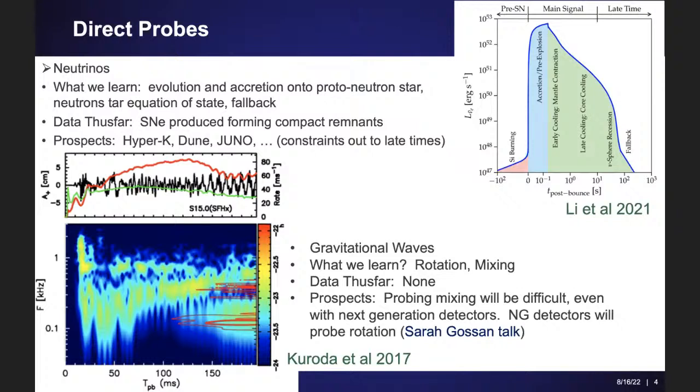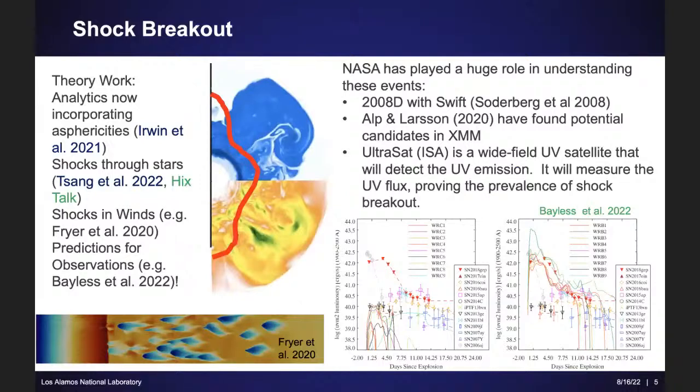Gravitational waves, I'm hoping Sarah's going to go into more detail on all the interesting science that we can do with gravitational waves. I think these tie together. Looking at the gravitational waves and neutrinos will teach us a lot of science. But these direct probes are rare, right? So we still are going to have to rely on other data. So one of the things that I've gotten excited about recently has been shock breakout. This is what happens as the supernova shock goes through the star and breaks out of the star, and it's that first burst of emission.